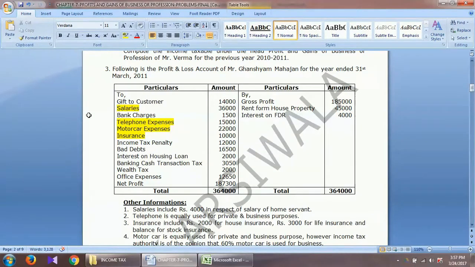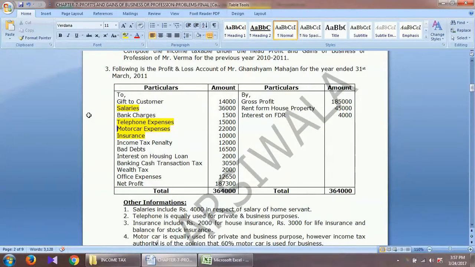Next, bank charges. Bank charges are expenses relating to business and hence fully allowed as deduction. Telephone expenses. Here it has been given that telephone is used for personal as well as for business purposes. So that portion of the telephone expenses which is used for personal purposes will be added back.